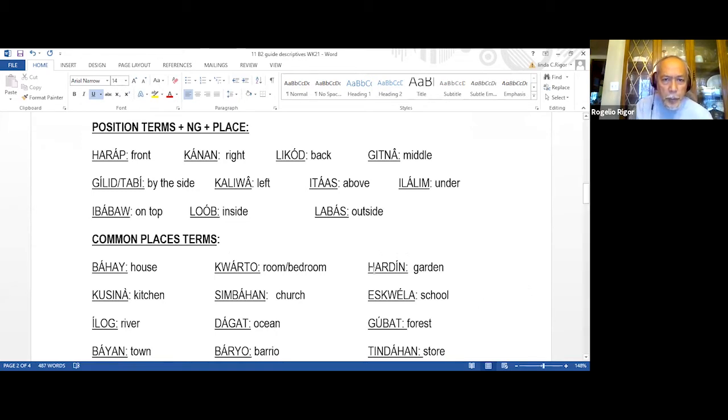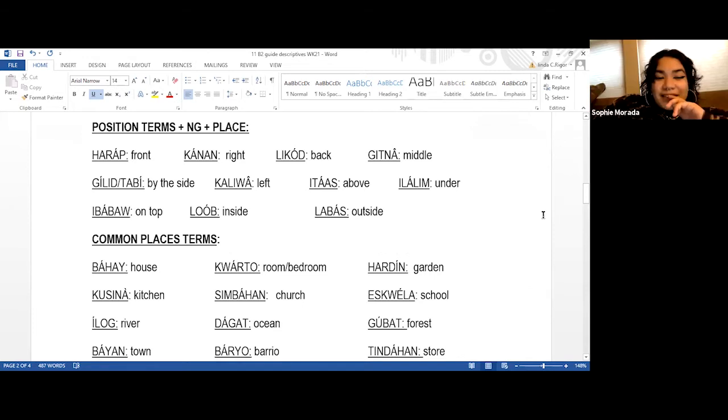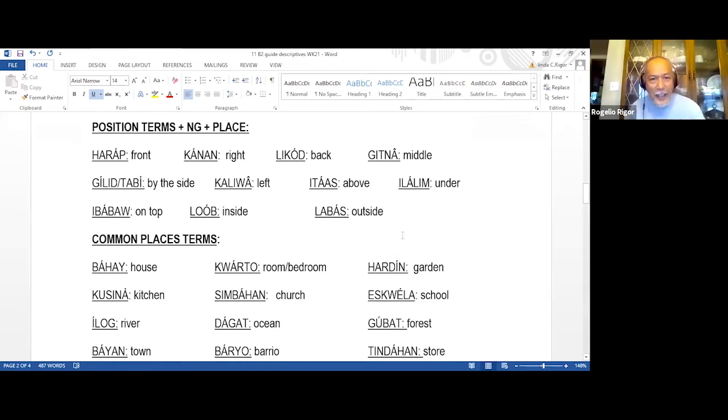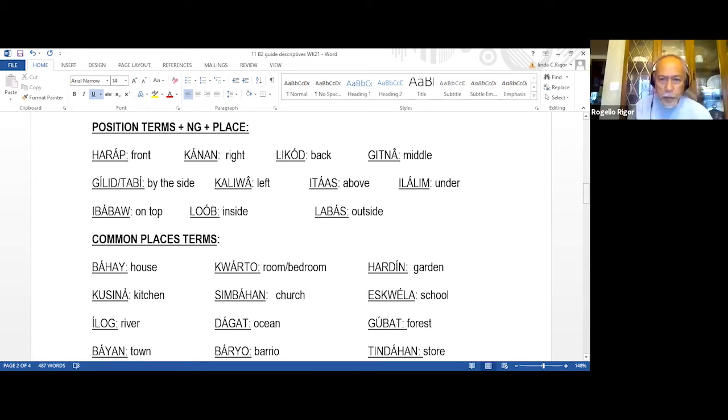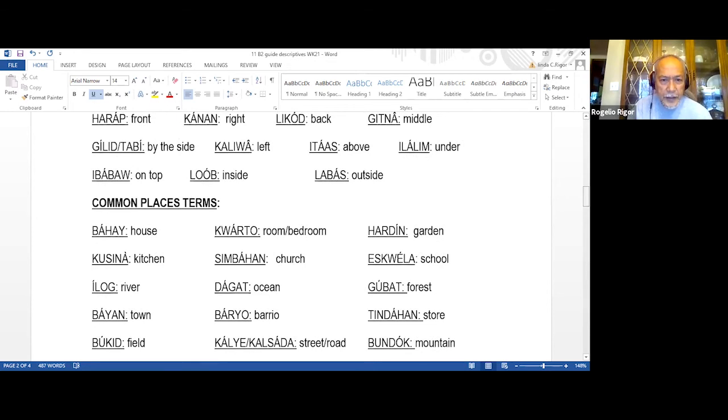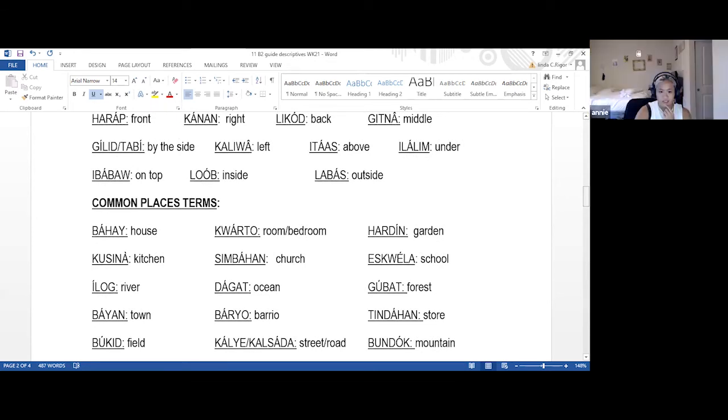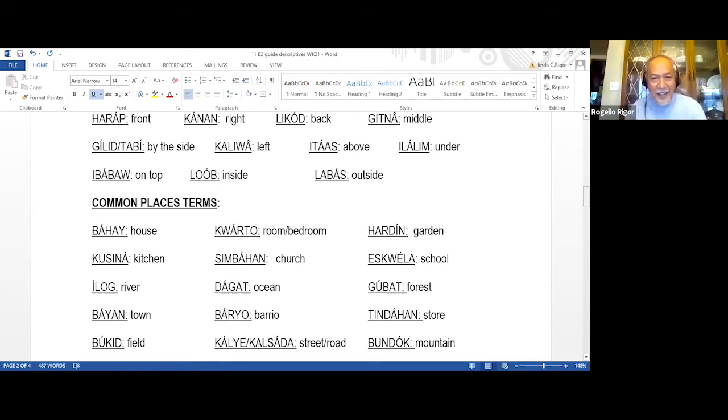Give me one example, Sophie. I can't remember the adjectives now. Yeah, just for now, do the position and the places. Oh, okay. Sa harap ng eskwela. Good. All right. Annie. Sa itaas ng dagat. Okay. Yeah. Good.